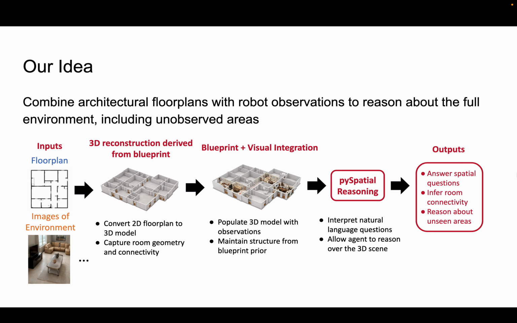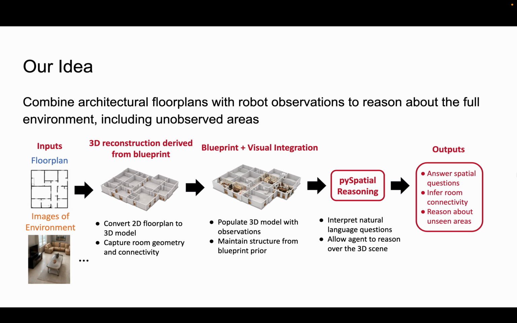The important distinction here is that the two sources provide different kinds of information. The observations provide evidence about what is actually present in the space the robot has seen, while the blueprint provides a structured prior for the rest of the building. The goal is to preserve that global structure while progressively populating the representation with information from the robot's observations.